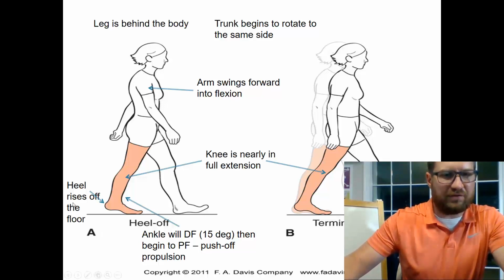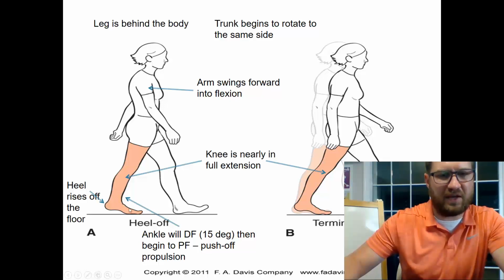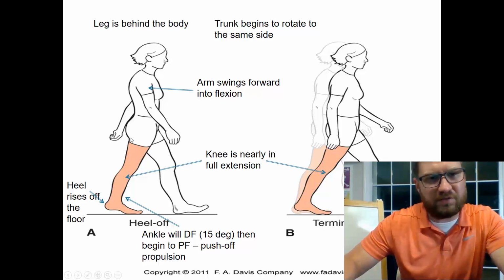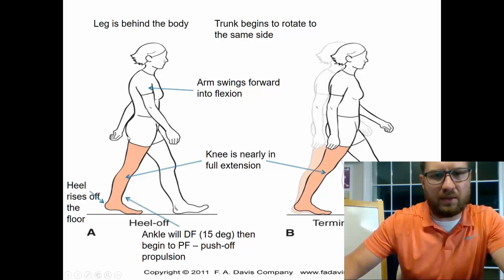So heel rises off the floor. We're now going into plantar flexion, and we're in our max dorsiflexion phase. To begin plantar flexion push off propulsion, we will need our plantar flexors, our gastroc and soleus, to contract concentrically to propel us forward in addition to our hip.